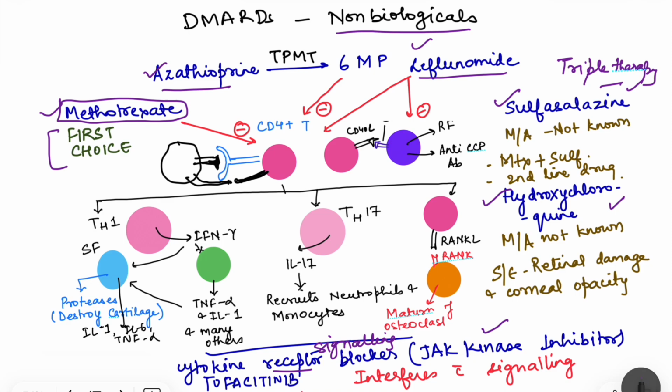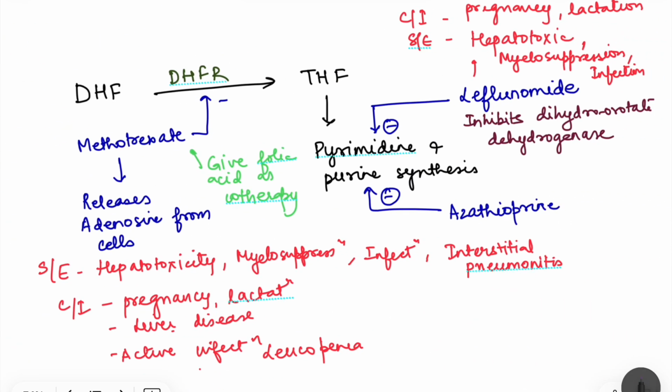But how do these drugs act? Well, methotrexate is a dihydrofolate reductase enzyme inhibitor. Now this enzyme, dihydrofolate reductase, converts dihydrofolic acid to tetrahydrofolic acid, which is required for pyrimidine and purine synthesis. Now in pathophysiology, we have seen that there are so many different types of cells involved, and for their proliferation, DNA synthesis is needed. And for DNA synthesis, we need pyrimidine and purine synthesis. So by inhibiting this enzyme, basically we are interfering with pyrimidine and purine synthesis. Now that is the classical mechanism of action of methotrexate.